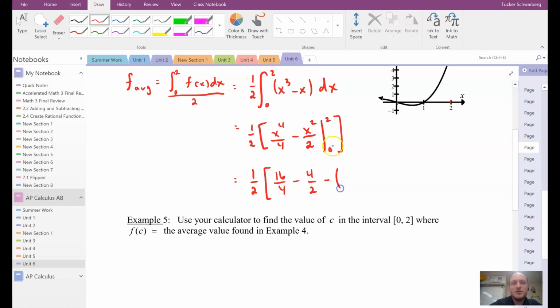Okay, and now I'm going to subtract. I'm going to evaluate 0. Notice when I plug in 0 here, this is 0. When I plug in 0 here, it's 0. So I'm subtracting 0.